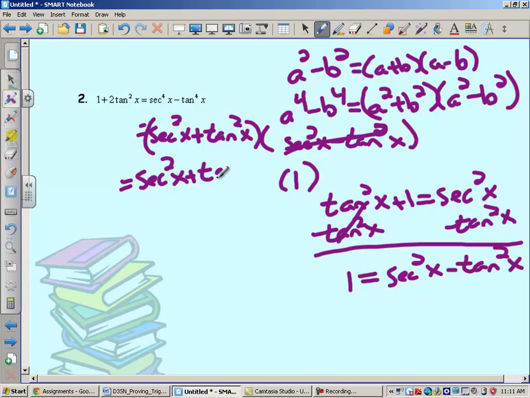Okay, now we want to keep our eye on the prize here. Over here is what we're trying to prove. We're trying to prove this is equal to 1 plus 2 tangent squared x, which means I'd love to substitute for secant squared x, and well, I have it right here still. Secant squared x is equal to tangent squared x plus 1.